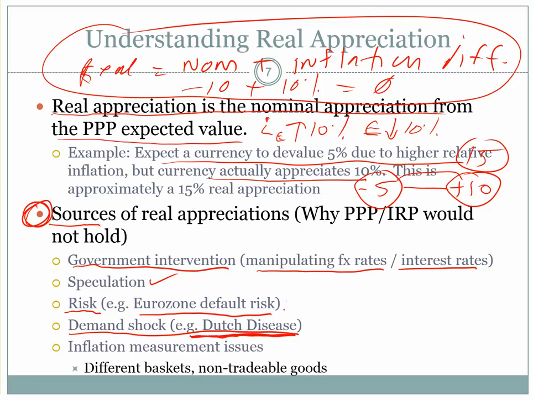The Dutch disease is a special situation in the 1960s and 1970s where the Netherlands discovered natural gas. It caused great demand for foreigners to buy the Dutch guilder to buy their natural gas. The Dutch guilder appreciated in real terms, which caused a lot of their industries to become less competitive. Their non-natural gas industries became less competitive. And also maybe just some inflation measurement issues.